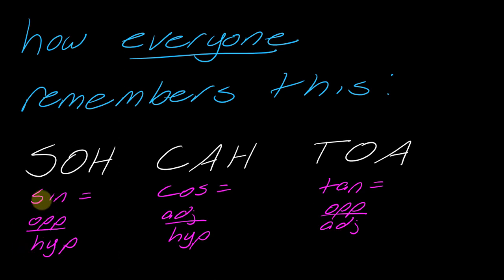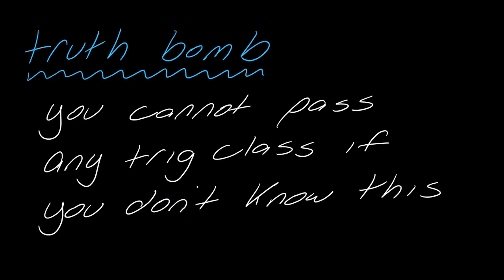So sine equals opposite over hypotenuse. Cosine equals adjacent over hypotenuse. TOA: tangent is opposite over adjacent. If you know this, you have got your right triangle definitions. So it is a much simpler thing to remember.